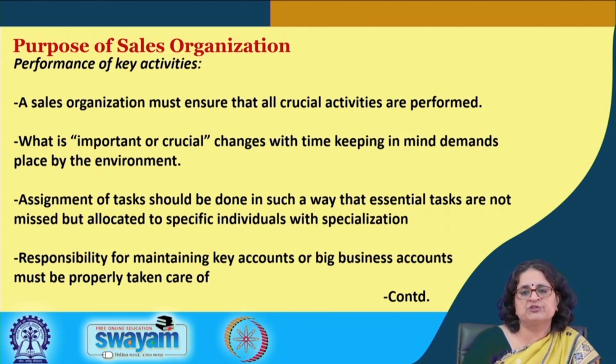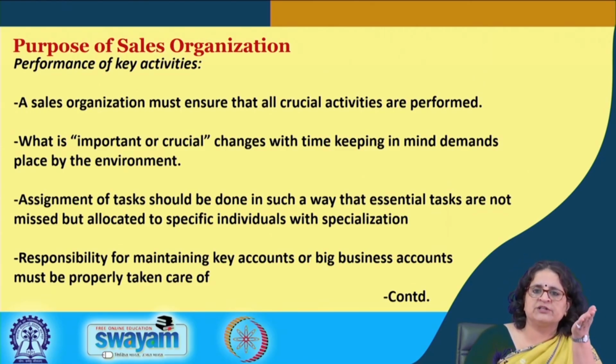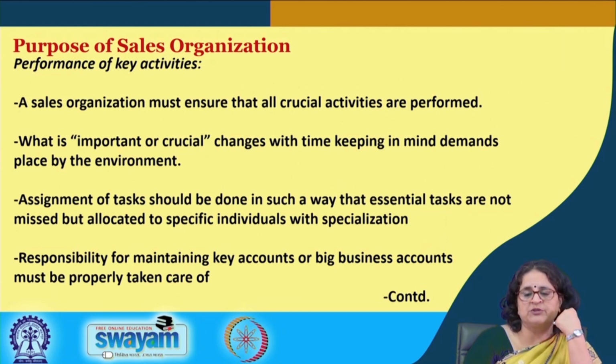So, a sales organization must ensure that all crucial activities are performed. Now, first thing is to identify the activities necessary to achieve objectives. The second is to club similar ones together, and then put a person in charge of those activities, or to put a person in place who would ensure that these various activities are performed. And if activities at different verticals in the sales role are performed, automatically the activities of the sales department get fulfilled.